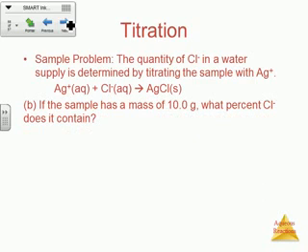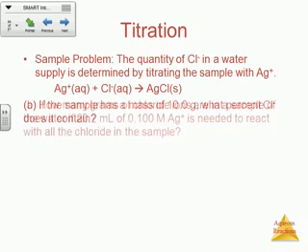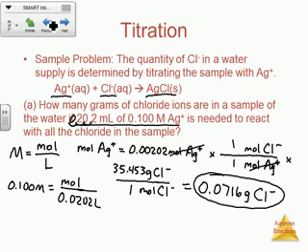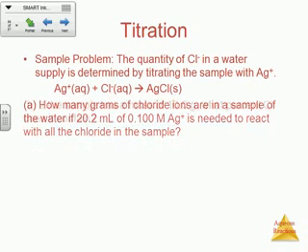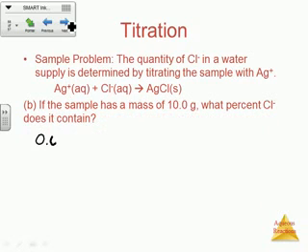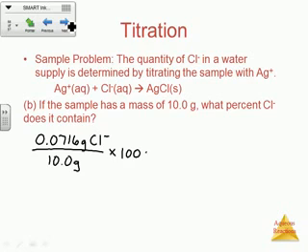Now, if the sample has a mass of 10 grams, what percent of chloride ions does it contain? Okay, we just figured out how many grams we have here: 0.0716. So if we want to know the percent of chloride by mass in that compound, we just divide it by the total sample, which is 10.0 grams. We times that by 100.